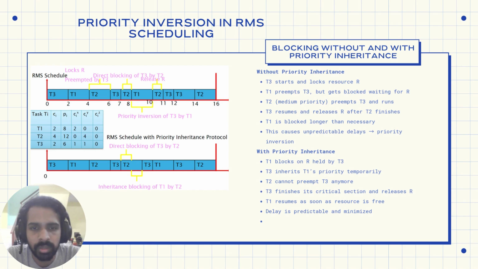So with priority inheritance, T1 blocks on R held by T3. T3 inherits T1's priority temporarily. T2 cannot preempt T3 anymore. T3 finishes its critical section and releases R. T1 resumes as soon as the resource is free, and the delay is predictable and minimized.